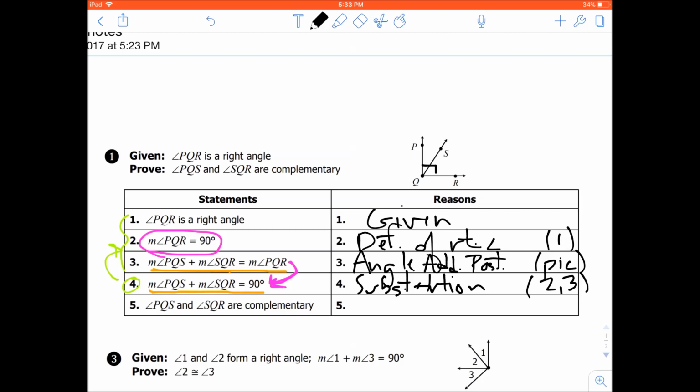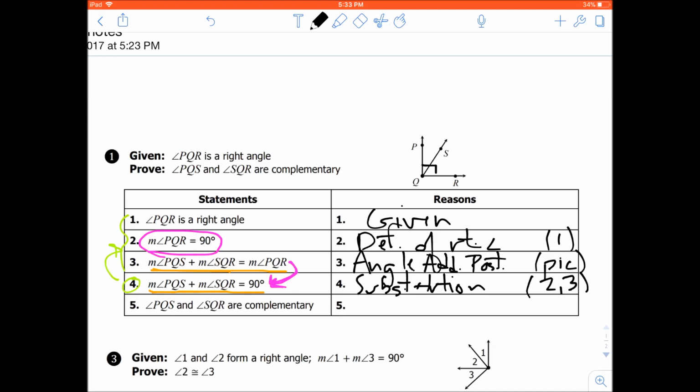Now finally, we want to say that PQS and SQR are complementary, because remember, just like before, we are not done until what it says right here to prove is our final step. And so now we're finally saying that they are complementary. Now this probably came from a previous step. If I look at my front page, about how I could say something is complementary, I know that things are complementary if they add up to 90. So that is just the definition of complementary angles. Angles are complementary if their sum is 90 degrees.